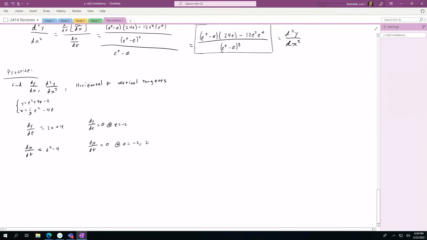Now I have my horizontal tangents when dy/dt is equal to 0 and dx/dt is not equal to 0. So because dy/dt is equal to 0 when t = -2, but dx/dt is also equal to 0 there, I have no horizontal tangents.